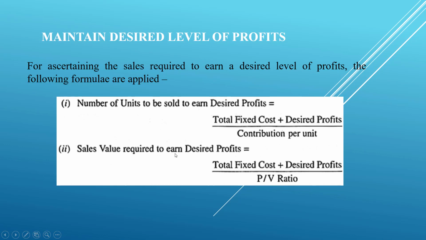These two formulas are very important. In units, if you want to find out, contribution per unit is used. The numerator part is the same thing, total fixed cost plus desired profit, right? But whenever you have to find out in units, it has to be divided by contribution per unit. And in sales value, means in terms of rupees, if you want to find out, then it has to be divided by PV ratio. Now PV ratio is profit volume ratio.